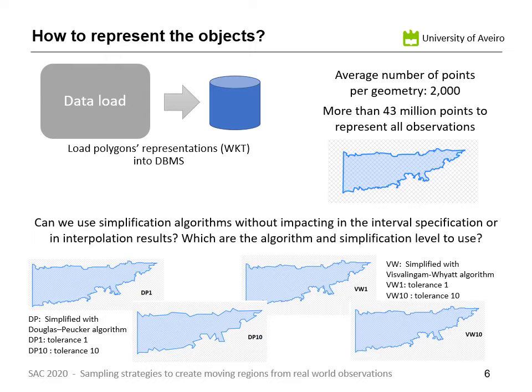We evaluated the use of two well-known simplification algorithms, Douglas-Peucker and Visvalingam-Whyatt. We also tried two simplification levels for each of those algorithms. In this slide, we can see the original burnt area representation at a certain time and the other four representations generated using the simplification methods. Visually, we can verify that most of the simplified representations provide reasonable accuracy, DP10 being the worst one.